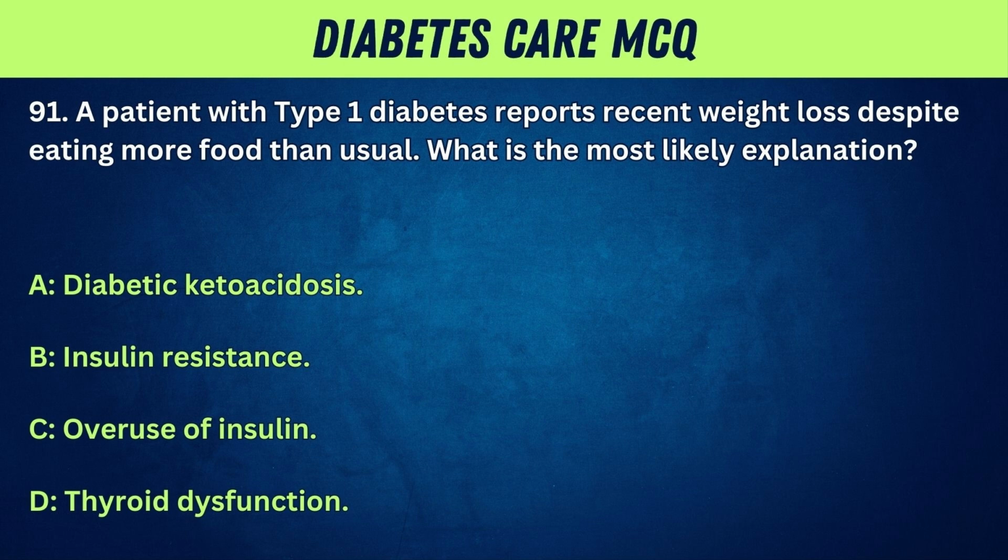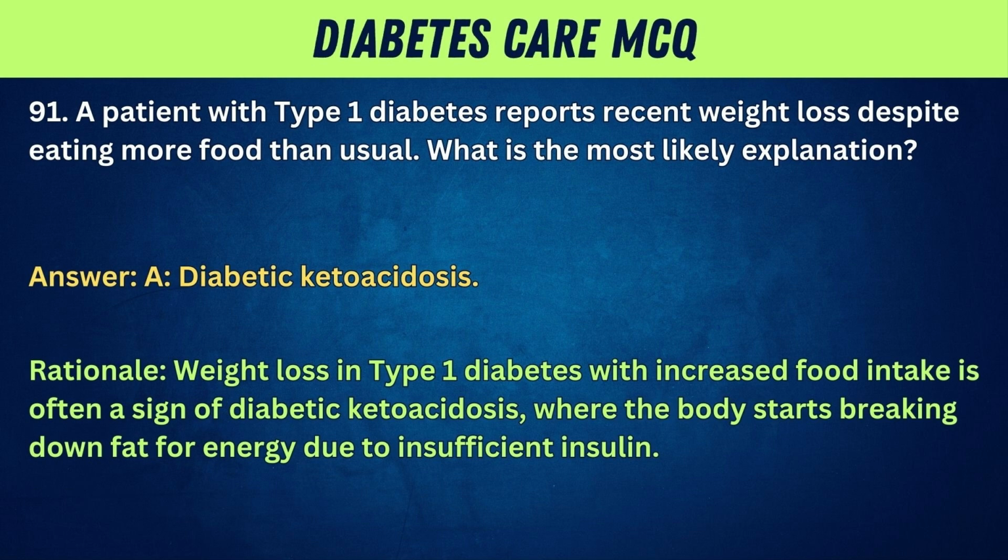A. Diabetic ketoacidosis. B. Insulin resistance. C. Overuse of insulin. D. Thyroid dysfunction. Answer. A. Diabetic ketoacidosis. Rationale. Weight loss in type 1 diabetes with increased food intake is often a sign of diabetic ketoacidosis, where the body starts breaking down fat for energy due to insufficient insulin.